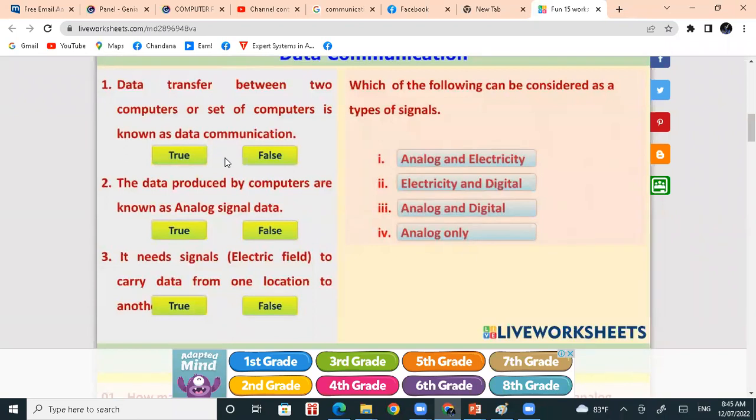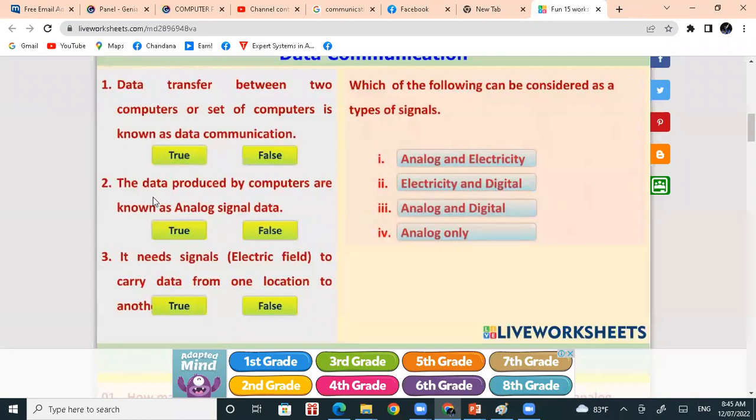What about the others? One student says true. Is it okay? Yes, the statement is true. Here is the definition: data transfer between two computers or a set of computers is known as data communication, exchanging data between two or more computers. The same meaning is in this statement. Therefore, the statement is true.